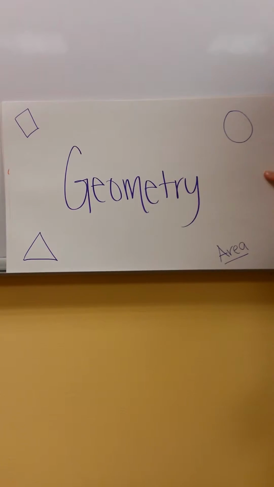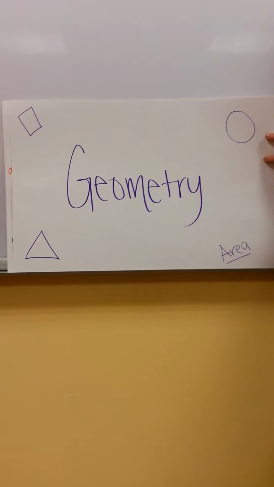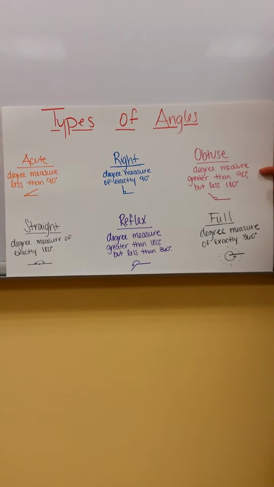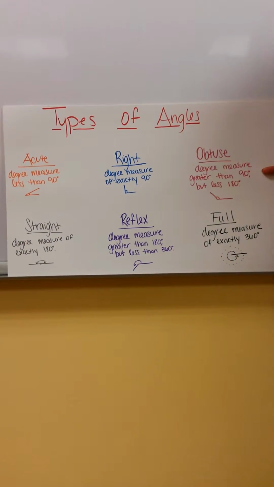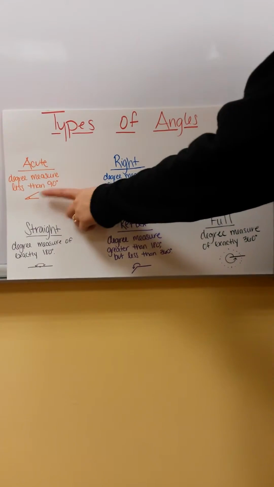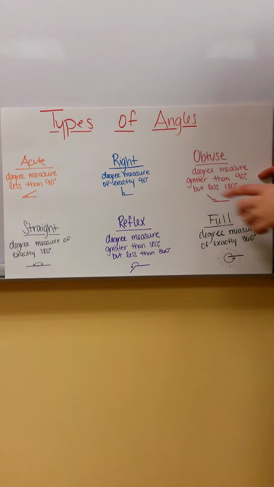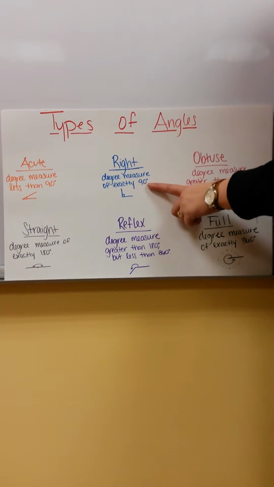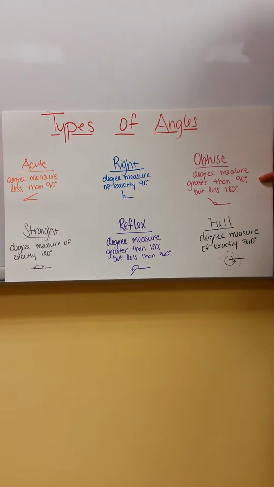Today we're going to talk about geometry since that is a huge portion of the praxis test. So to start with, we'll talk about the types of angles. We'll start with acute, and that's going to be your smallest, and that's any degree measure less than 90 degrees. Next is a right angle, and that is any measure of exactly 90 degrees.